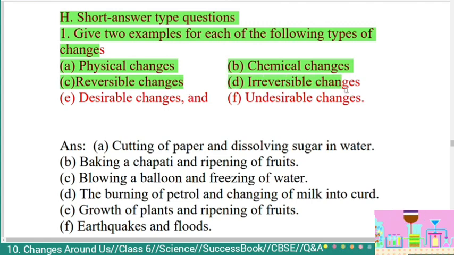D, irreversible changes. The burning of petrol and changing of milk into curd. So these two are irreversible changes. E, desirable changes. Growth of plants and ripening of fruits. And undesirable changes are earthquakes and floods.